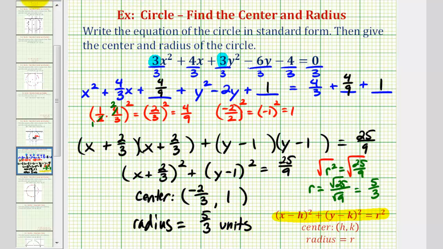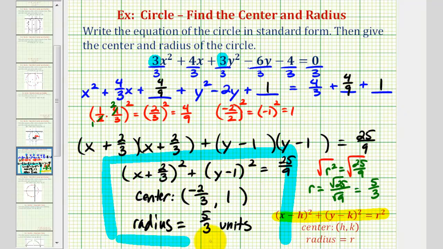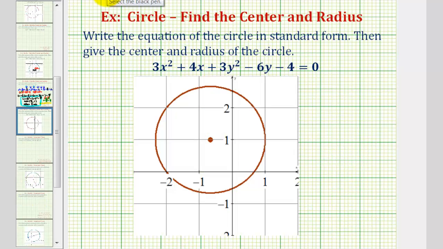So we found all the information the question asked us to, but let's finish by graphing this. We want to graph the circle that has a center at the point negative 2/3, 1, and has a radius of 5/3, or 1 2/3. So here's the graph of our circle. The center does have coordinates negative 2/3, 1. And if we sketch a segment from the center to a point on the circle, let's go ahead and sketch this segment here. The length of this segment, or the radius, is equal to 5/3, or 1 2/3 units. I hope you found this explanation helpful.